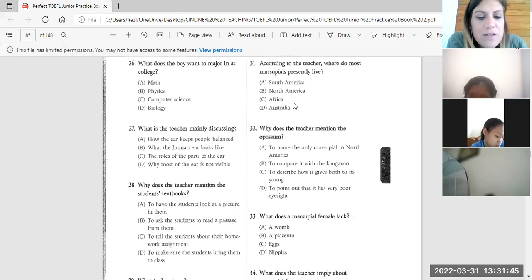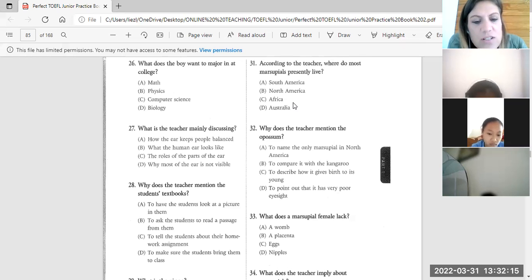Okay, how are they different from other mammals? I mean, what makes them special? Let's just see here. Well, the only marsupial native to this country is the opossum. Why does the teacher mention it? To name the only marsupial in North America, to compare it with the kangaroo, to describe how it gives birth to its young, to point out that it has very poor eyesight.